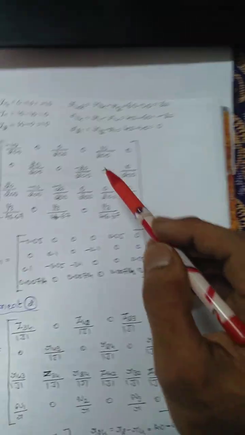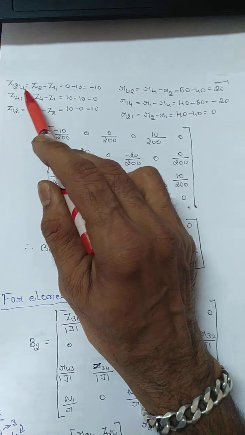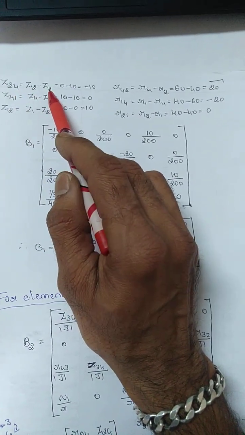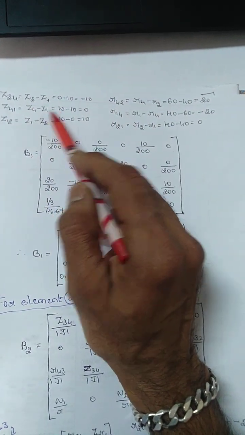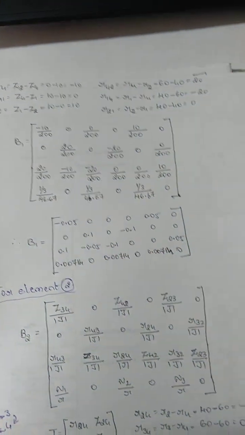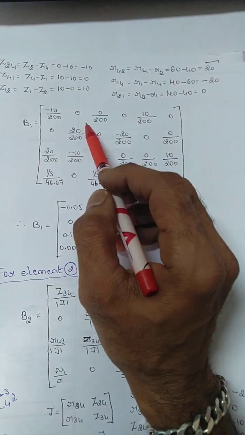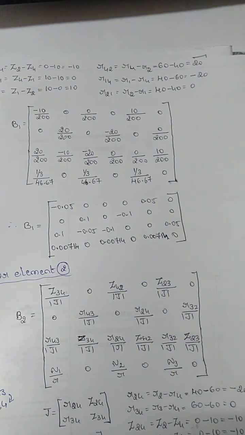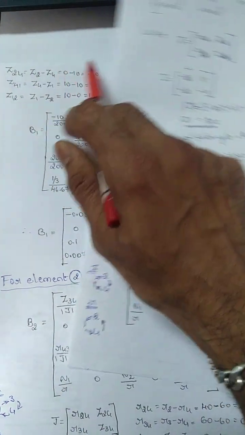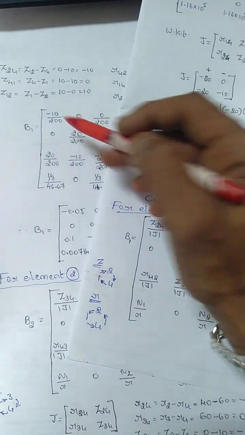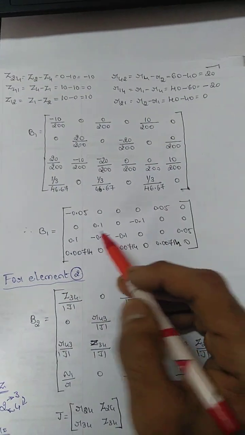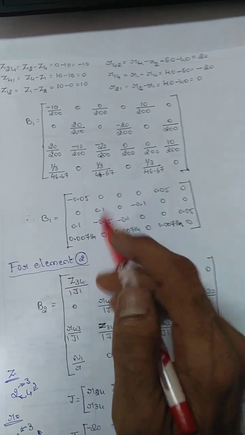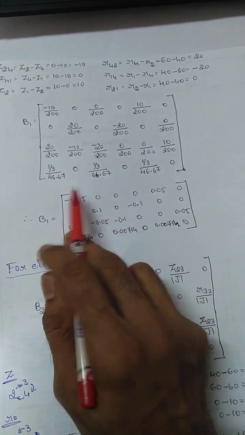So here we can see them. Z24 is Z2 minus Z4, that is these values. R4, R2, Z4, Z2 and all are in the table. Just refer to that and substitute here. Here Z24, that is minus 10 we have, divided by J is 200. Similarly substitute for all, and at the end you'll get B1 like this.